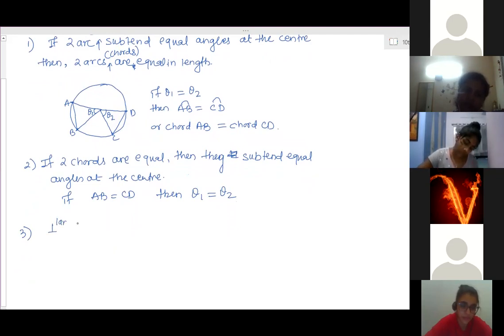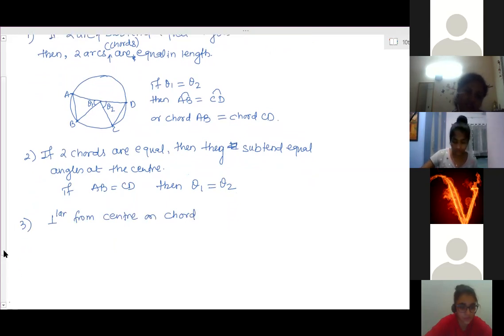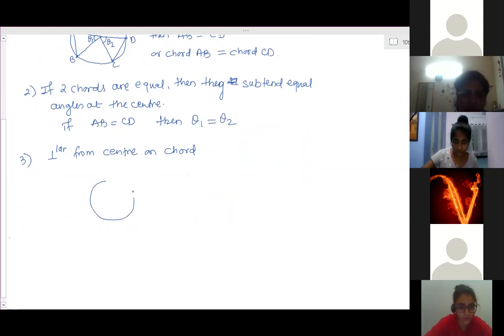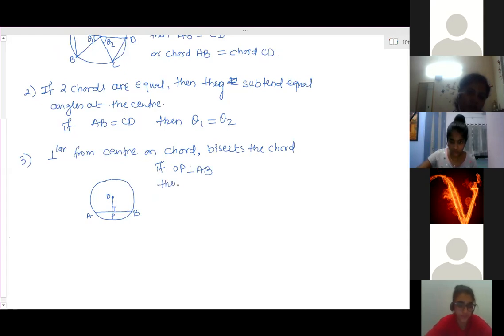Perpendicular from the center on a chord. What is this one? Perpendicular from the center on the chord bisects the chord, not equal in length. OP is perpendicular to AB, then AP is equal to PB. It will bisect the chord. Perpendicular from center on chord bisects the chord. If OP is perpendicular to AB, then AP is equal to PB.